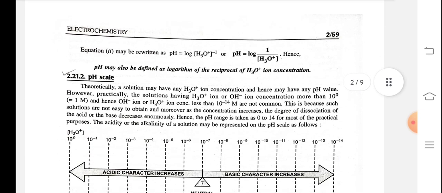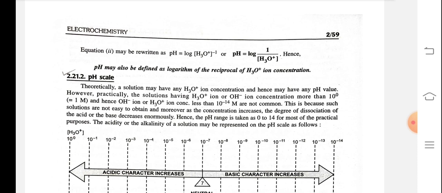Equation 2 may be written as pH is equal to log of the concentration of H3O+ ion raised to power -1, which is equal to log 1 upon H3O+ ion. Hence, pH may also be defined as the logarithm of the reciprocal of H3O+ ion concentration.